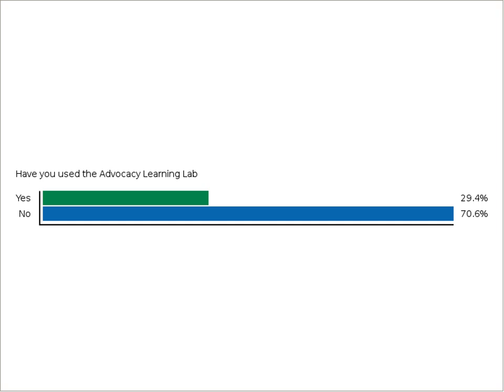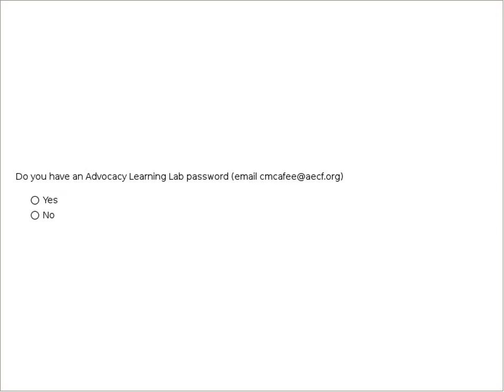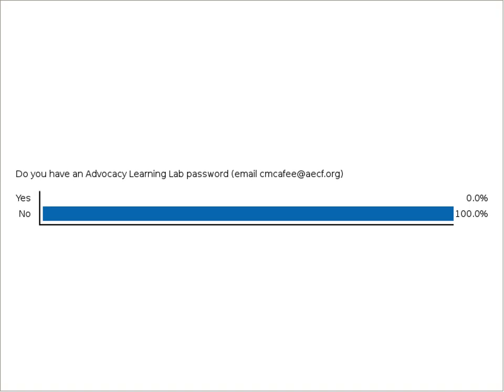Okay, so it looks like most people on this webinar have not used the Advocacy Learning Lab, and this will be a great place for you to learn how to do it. We do have one more question for you: do you have an Advocacy Learning Lab password? If you don't have one, you can get one by emailing Cheryl McAfee, and that's her email right there on the screen. If you're not sure if you have one, if you're getting the monthly Advocacy Learning Lab updates on key documents, then that means you've got a password.